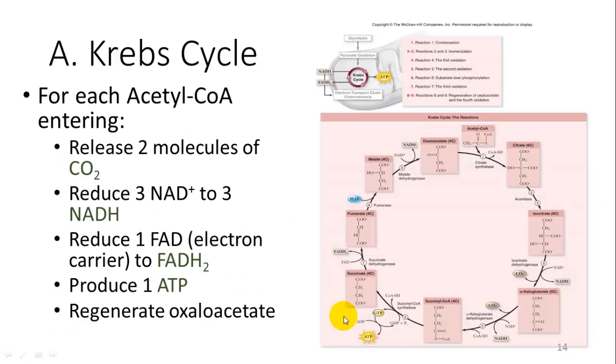For each acetyl-CoA, you have 2 molecules of carbon dioxide released. You form 3 NADHs, and there's potential energy there. 1 FADH2, there's some potential energy there, and 1 ATP. Okay, so if you start with 1 molecule of glucose, you get 2 acetyl-CoAs, and this goes through twice, and you would have 4 molecules of CO2, 6 NADHs, 2 FADH2s, and 2 ATPs. Okay, and then you regenerate oxaloacetate, which is important for that first step.